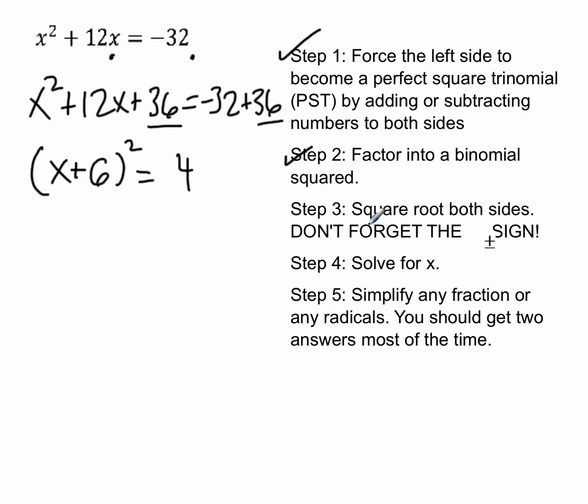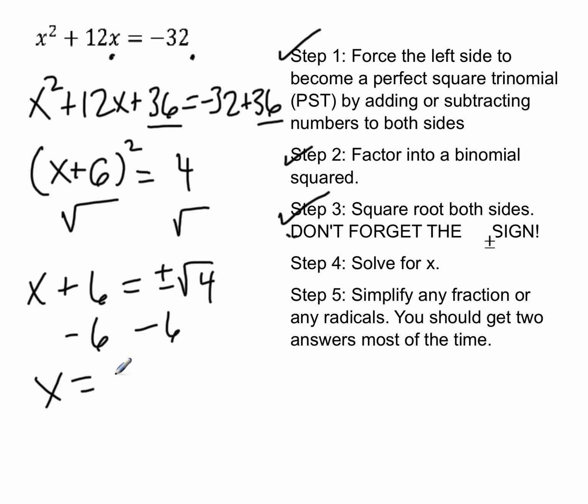Okay. Step 3, square root both sides. Don't forget the plus or minus sign. Ooh, that got messed up. That moved out of the way. That's okay. X plus 6 equals plus or minus root 4. Okay, check. Solve for x. Minus 6, x equals negative 6 plus or minus root 4.